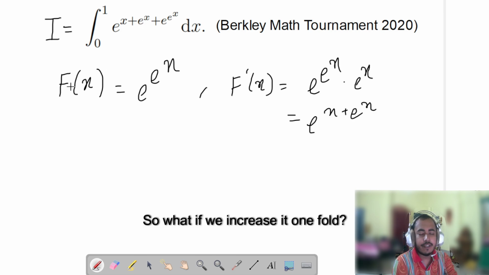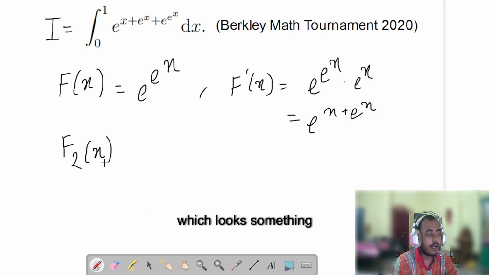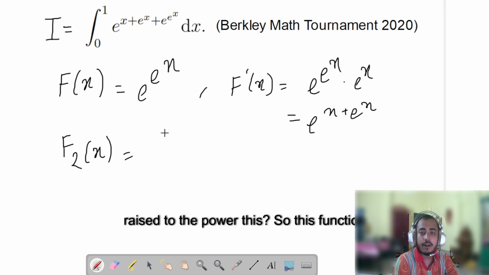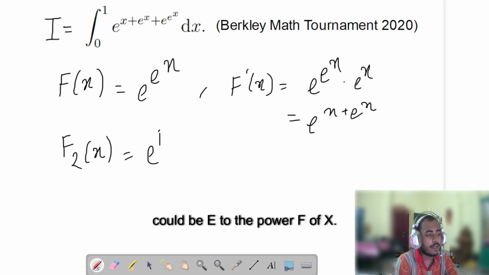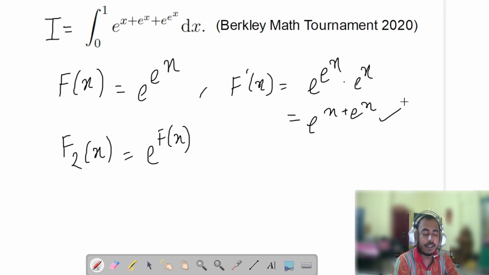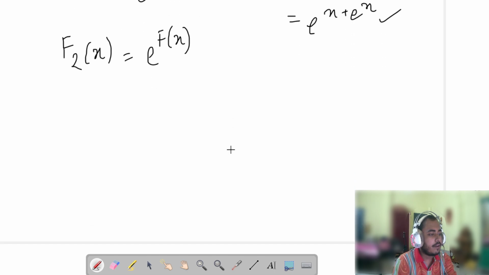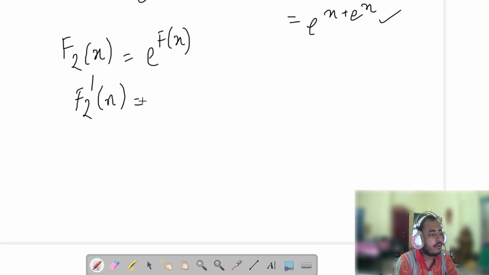So what if we increase it one-fold? What if we make a new function which looks like something raised to the power of this? This function could be e to the power f of x. We started with a guess of what this could be, and this actually gave us some fruitful results. Now f2 of x, which is basically e to the power f of x, would give f2 prime of x equal to e to the power f of x into f dash of x.